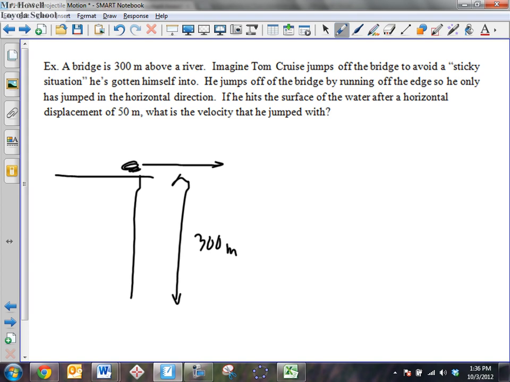That's this kind of problem. I want to think about an object fired horizontally. Now, it says that if he hits the surface of the water after a horizontal displacement of 50 meters, what is the velocity that he jumped with? So what I can do is draw the rest of this path and put a little 50-meter mark in here. Does everybody see why I put the 50 meter down there? Yeah. Horizontal is 50, vertical is the 300.